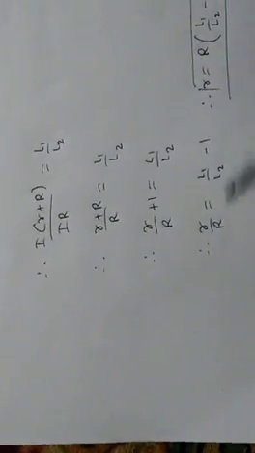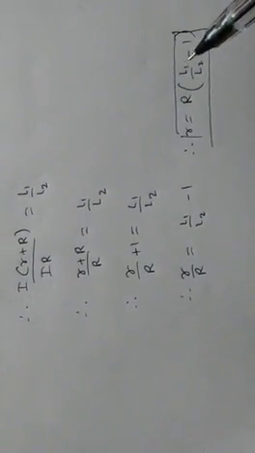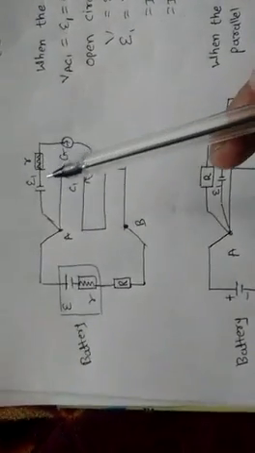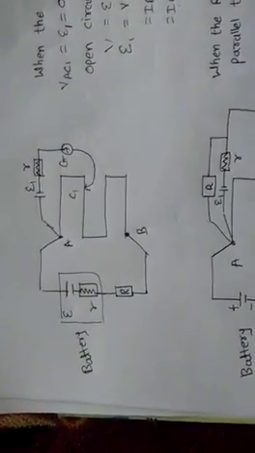If we simplify this equation, we get the value that small r is equal to capital R times L1 by L2 minus 1, and small r is the internal resistance of the battery of EMF epsilon 1 only. So these are the practical applications for the potentiometer.